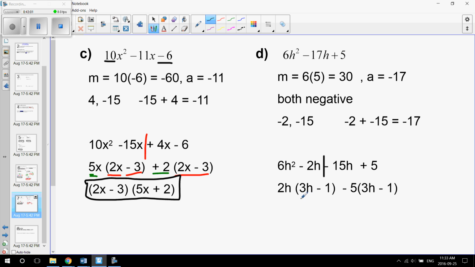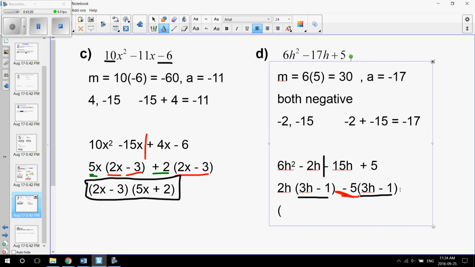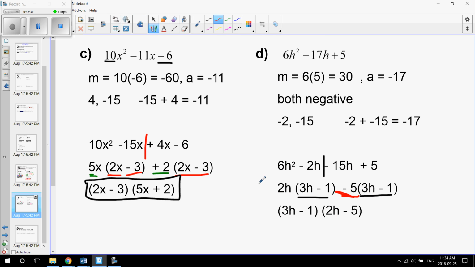So in this case, this one was a little trickier. To get our brackets to be the same, this time we had to divide out a negative number in our second piece here. Sometimes that is the case. If you didn't divide out a negative number, you might have had negative 3h plus 1. So all you need to do in that case to make them the same is just divide out that negative instead. And our last step, pull out that 3h minus 1 because they're exactly the same. And anything that's left over, our 2h and our minus 5, give us our second bracket for our final answer.